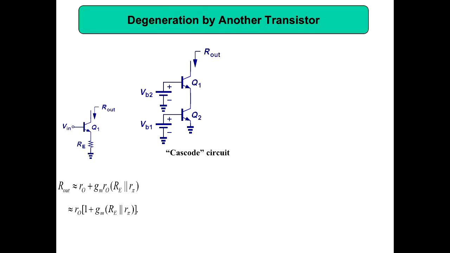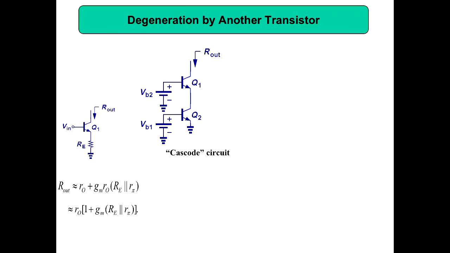Then what we can do is replace this RE with another transistor. If we replace RE with another transistor, that is called a cascode circuit. Then what is the significance of the cascode circuit? The cascode circuit is used in integrated circuits. When you design a chip, most of the time they don't use a resistor, they get the same effect using a transistor, because in the chip it is very easy to fabricate transistors.